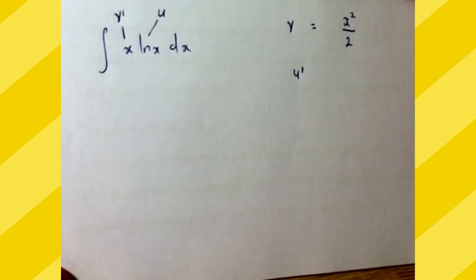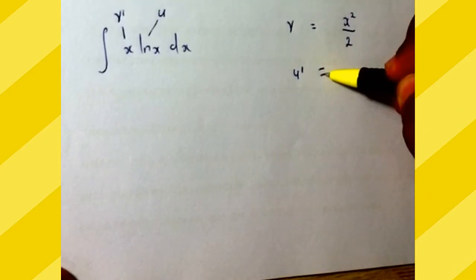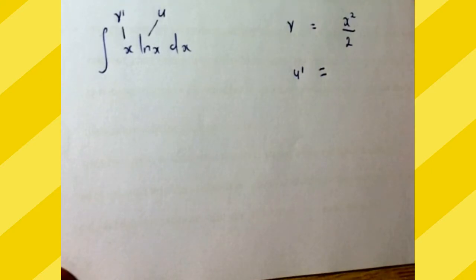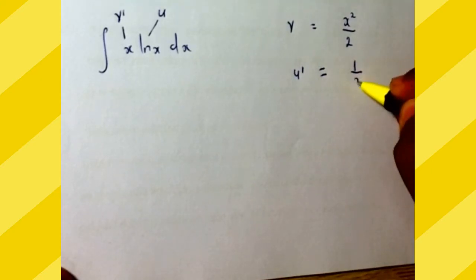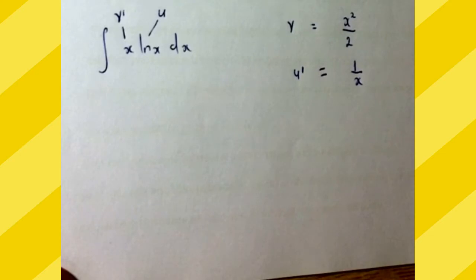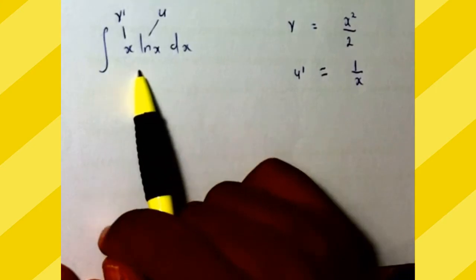I need to know the derivative of u, since I have ln x. The derivative of ln x is just 1 over x. This is from the table of differentiation.